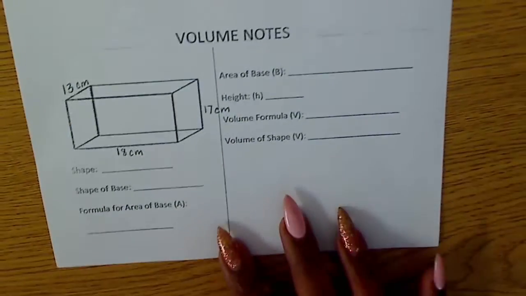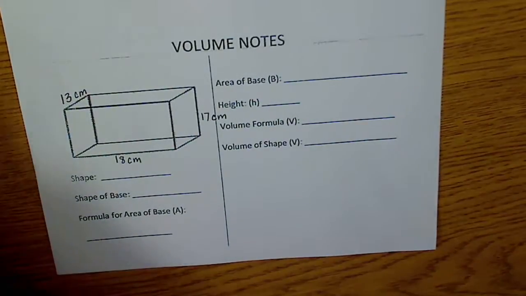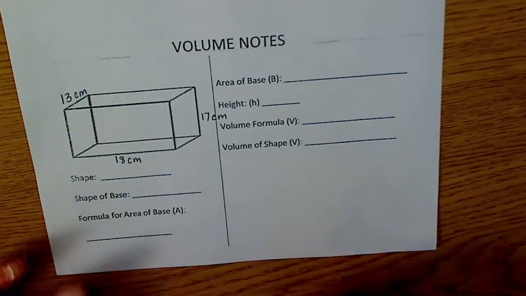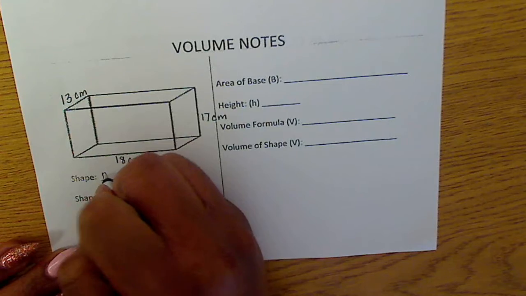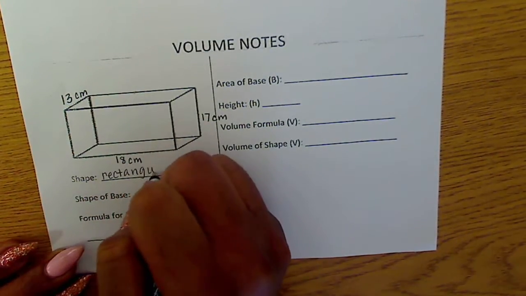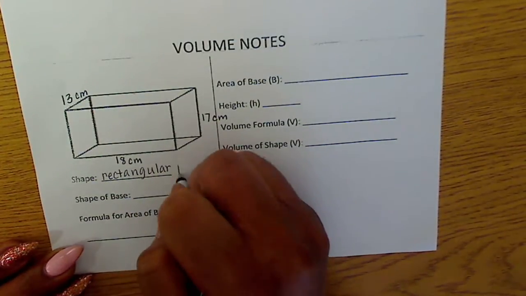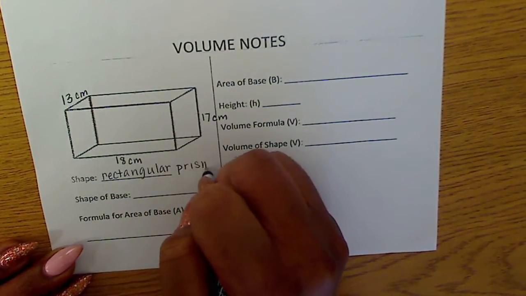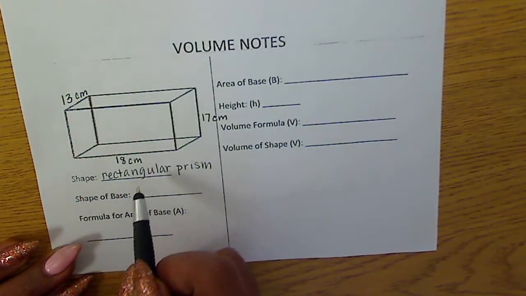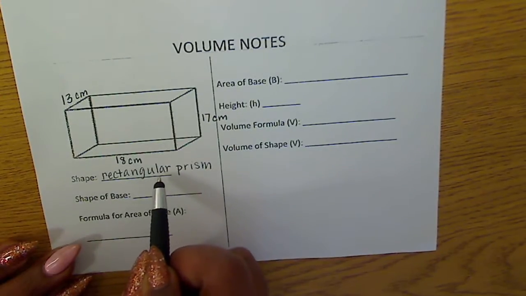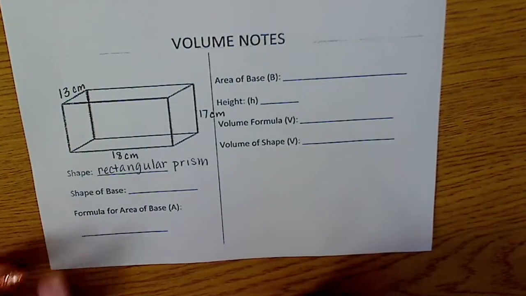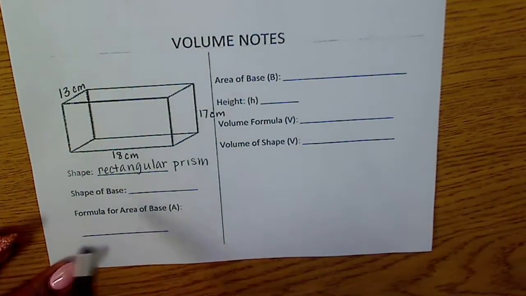First, do y'all know what the shape is called? Anybody seen this shape before? It's a rectangular prism. Rectangular prism. That is RECTANG, as in girl, ULAR PRISM. Rectangular prism.